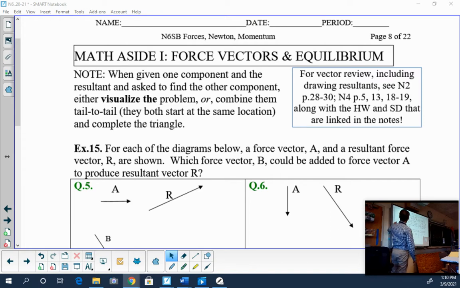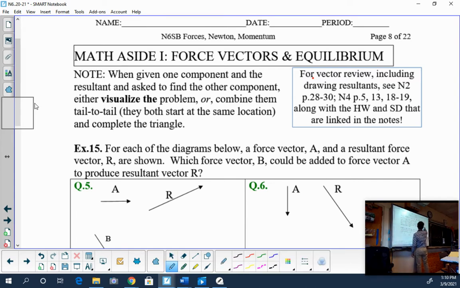All right, let's go. Math aside, force vectors and equilibrium. So let's go on this business. We did a bunch of vectors earlier this year. We did vectors back in Notes 2, Unit 2. We did them back in Unit 4. We had homework and skill drill associated with them.